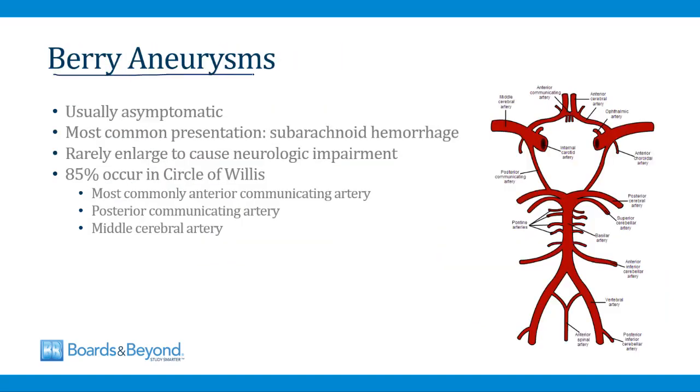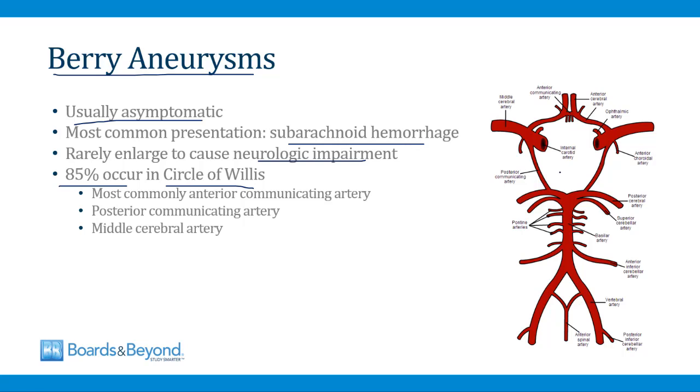So now let's talk about berry aneurysms, which are the usual cause of a subarachnoid hemorrhage. Most people who have a berry aneurysm are asymptomatic. When they are diagnosed before they rupture, it's usually because a person has a head scan for some other reason like headache. The most common clinical presentation of a berry aneurysm is a subarachnoid hemorrhage, as we just discussed, but rarely the aneurysm can get very big and not rupture, and then it can cause neurologic impairment. And we'll talk about some of the neuro findings in patients who have very large berry aneurysms in a second. Most berry aneurysms, about 85%, occur in the circle of Willis. So let's talk about that now.